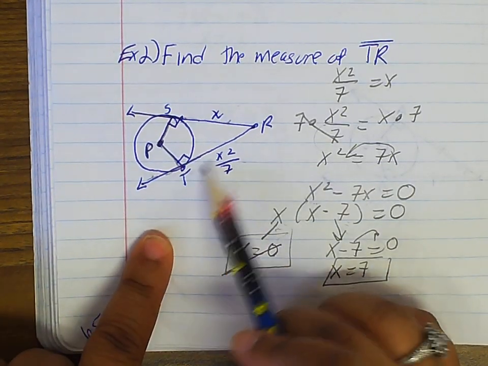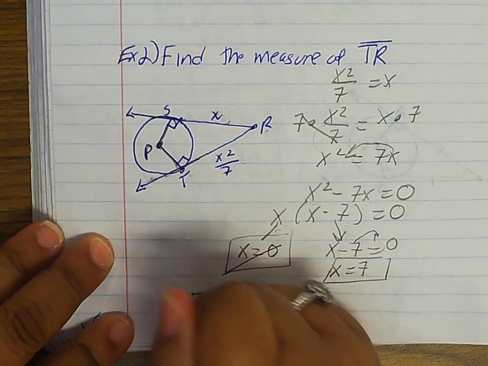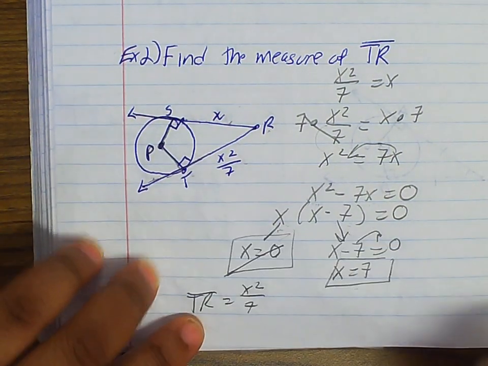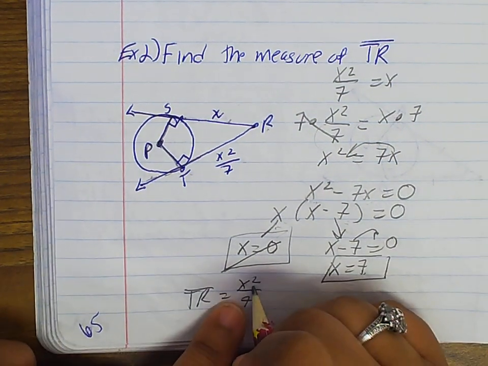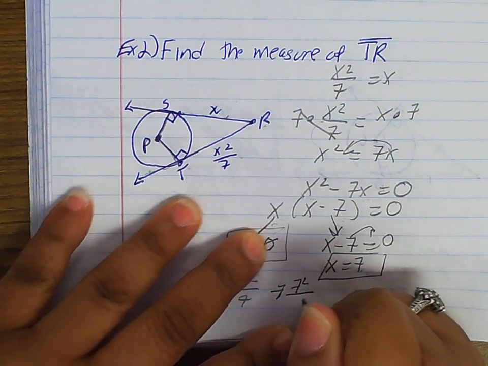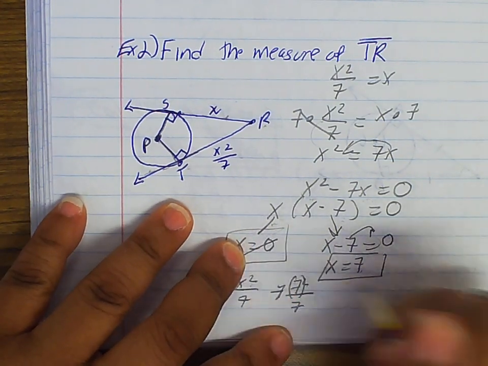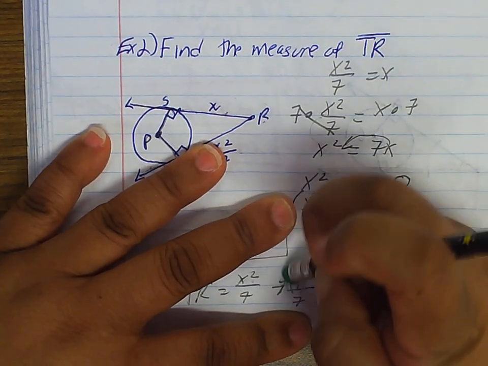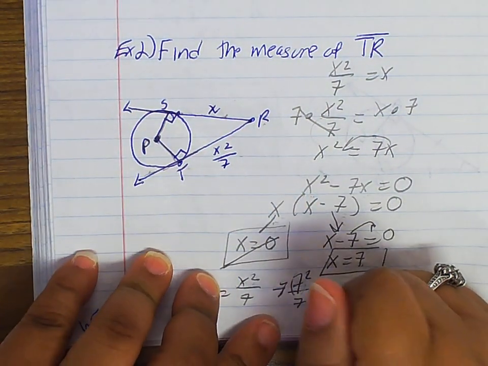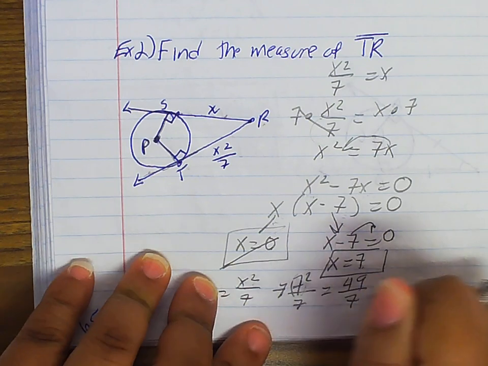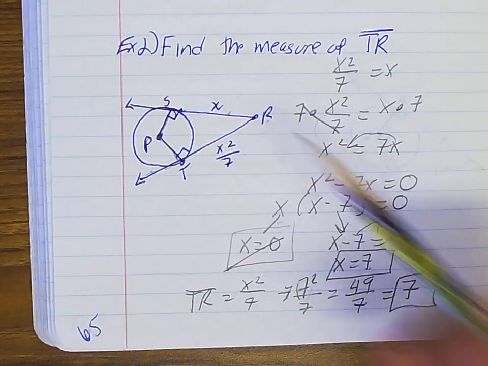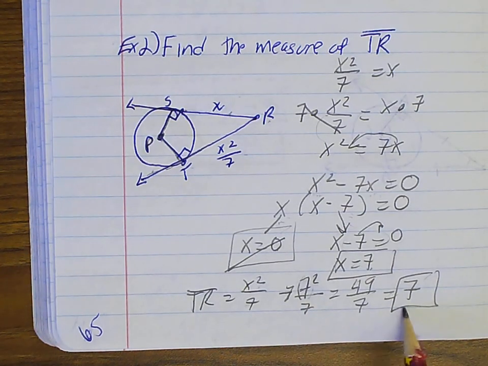And so if I go to the segment TR, and it was x squared over 7, I take the 7 and plug it into the x spot. So we have 7 squared over 7. Let me try to write that neater. Sorry about that, guys. So that's 49 over 7, which is just 7. And as you can see, they're both the same. And I just showed you by doing my algebra.